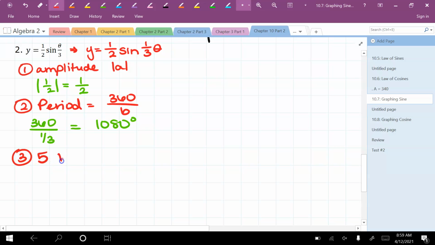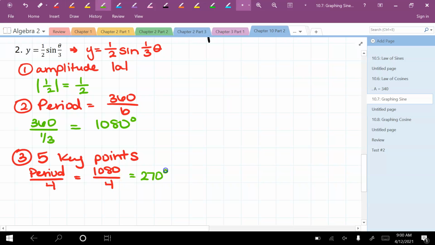Step 3 is those 5 key points. Remember, you take your period divided by 4. So we're going to take 1,080 divided by 4, which is 270.